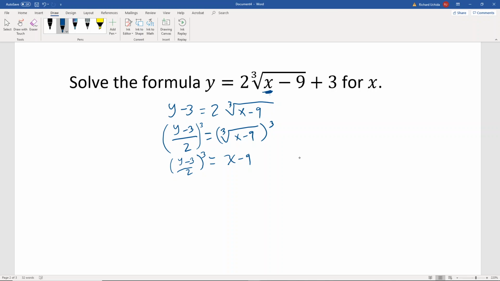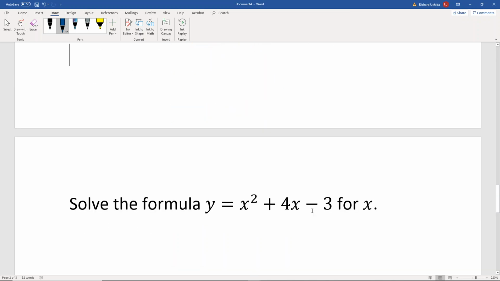Because now we're almost done, because once again we're trying to solve for x, so we're trying to get the x by itself on one side. So we have x minus 9 on the right hand side. To get that x term by itself, let's just add 9 to both sides of the equation. So we'd have x equals this y minus 3, all of that divided by 2, all of that cubed, plus 9. So we've now solved that formula for x.